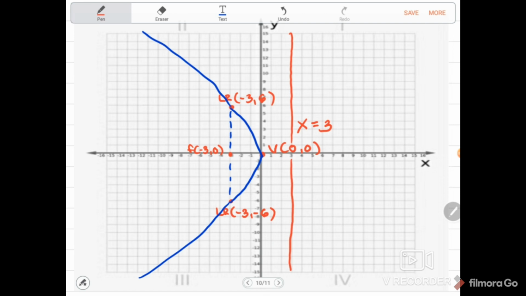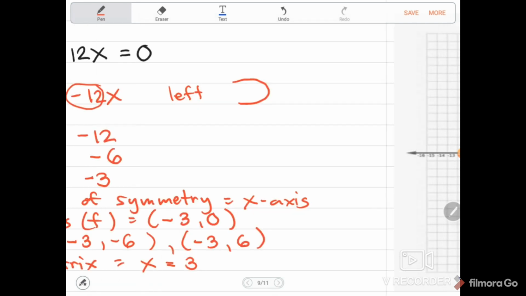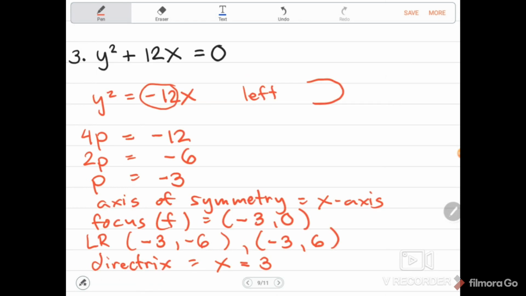So wag lang natin kakalimutan kung paano, summarize nga ulit natin. First step is alamin kung saan ang opening, then kunin si 4p. From 4p, we are going to get the 2p and p, then the different parts. What are the different parts? Axis of symmetry, focus, two latus rectum, and the directrix. So, ganun lang kadali yan. So, ibang case naman kapag ang vertex natin is nasa H and K. Parang circle din lang, no?